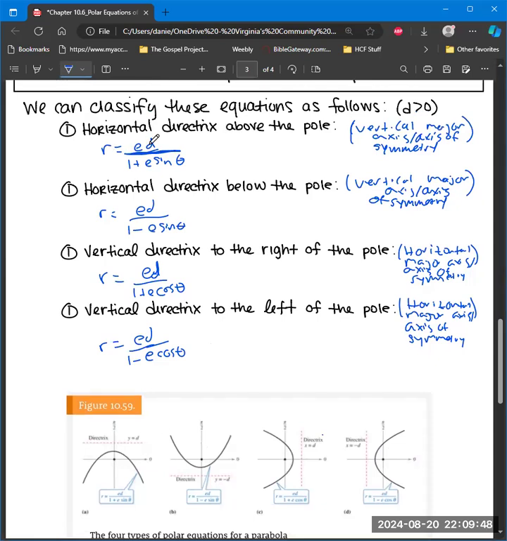So case 1 right there: r equals ed over 1 plus e sine theta, where your directrix is above your focus that's at the pole. And here r is equal to ed over 1 minus e sine theta, where your directrix is below your focus that is at the pole. And then here r equals ed over 1 plus e cosine theta, where your directrix is to the right of your focus that's at the pole. And here r equals ed over 1 minus e cosine theta, where your directrix is over here to the left of your focus that's at the pole.